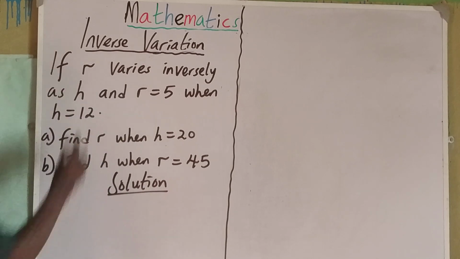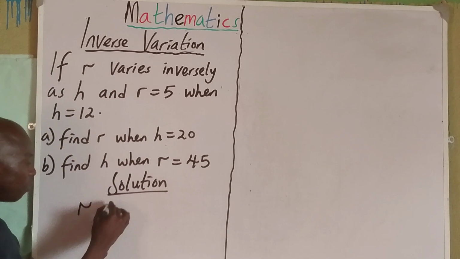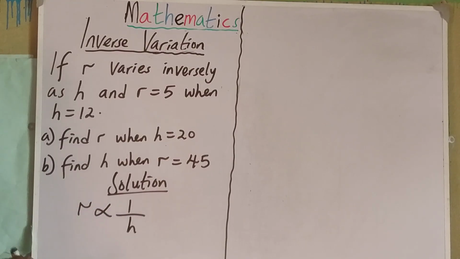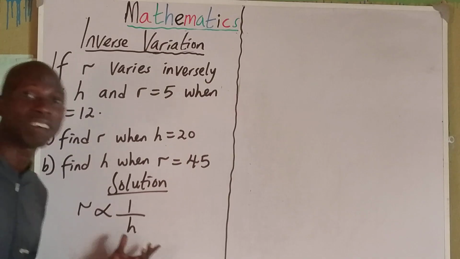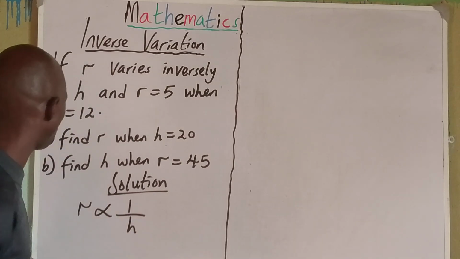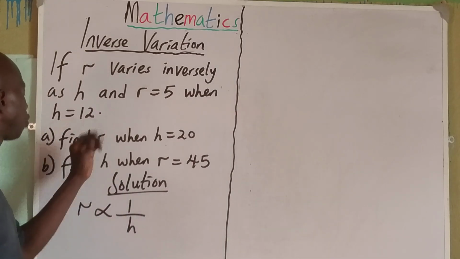We're told that R varies inversely as h. I'll say R varies inversely as h. This is how to write R varies inversely as h. Okay, this is the inverse notation. Then the question went on to say R equals 5 when h equals 12.